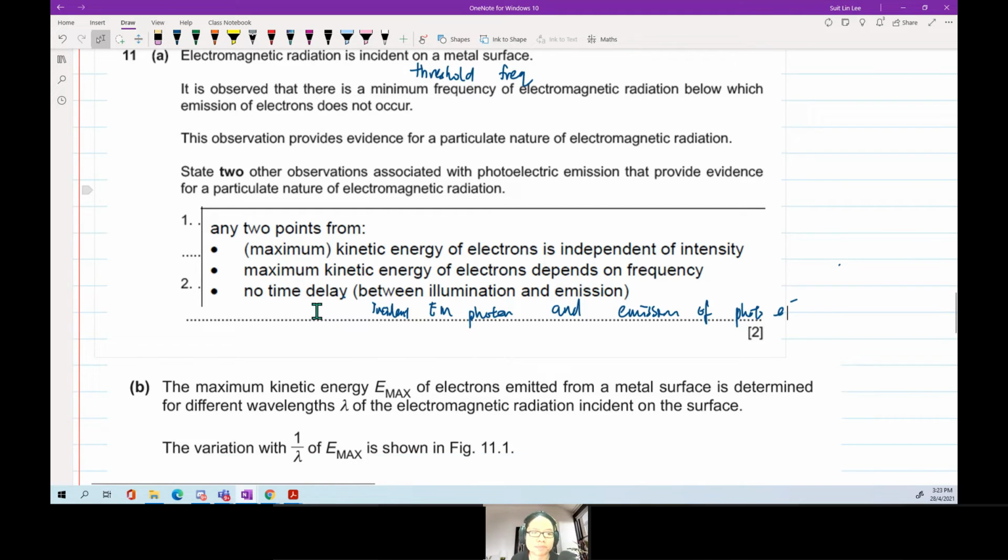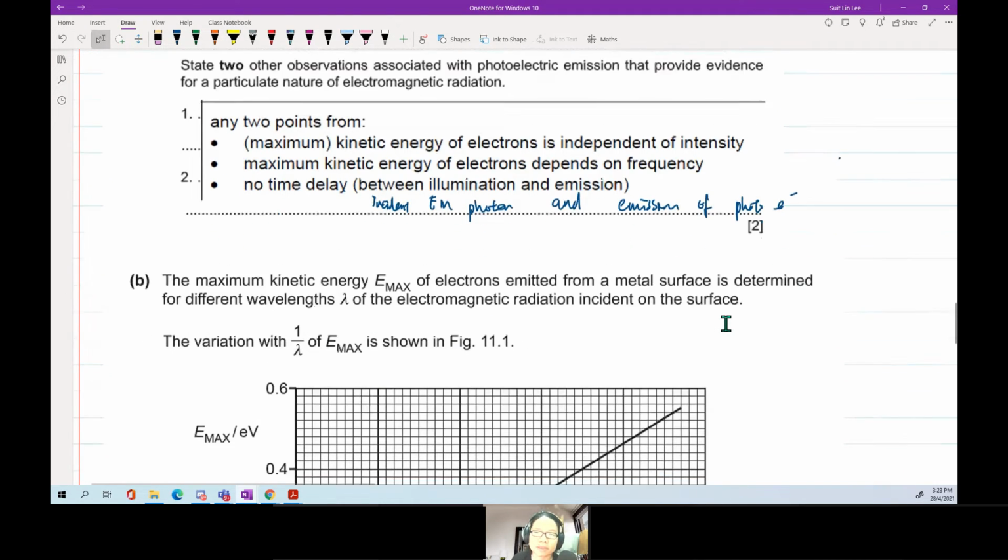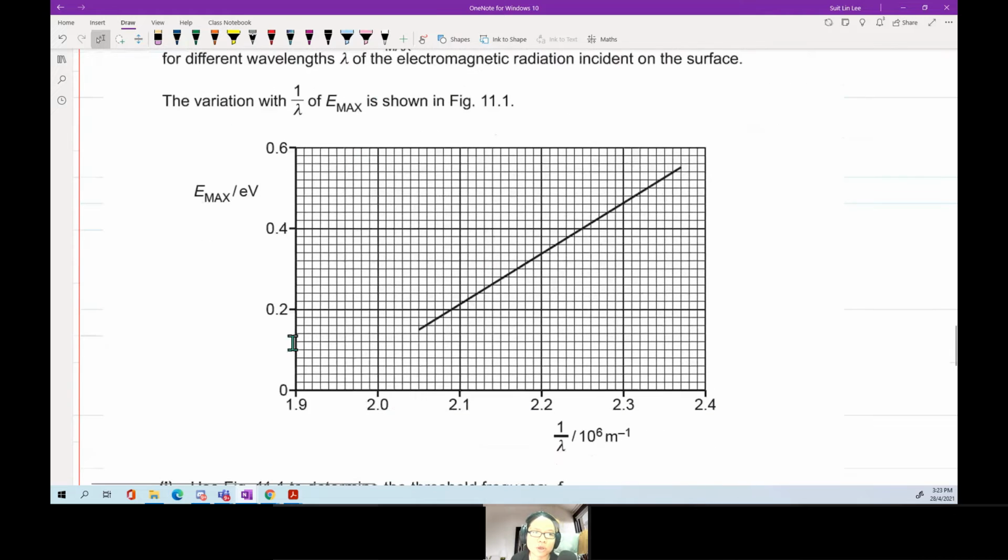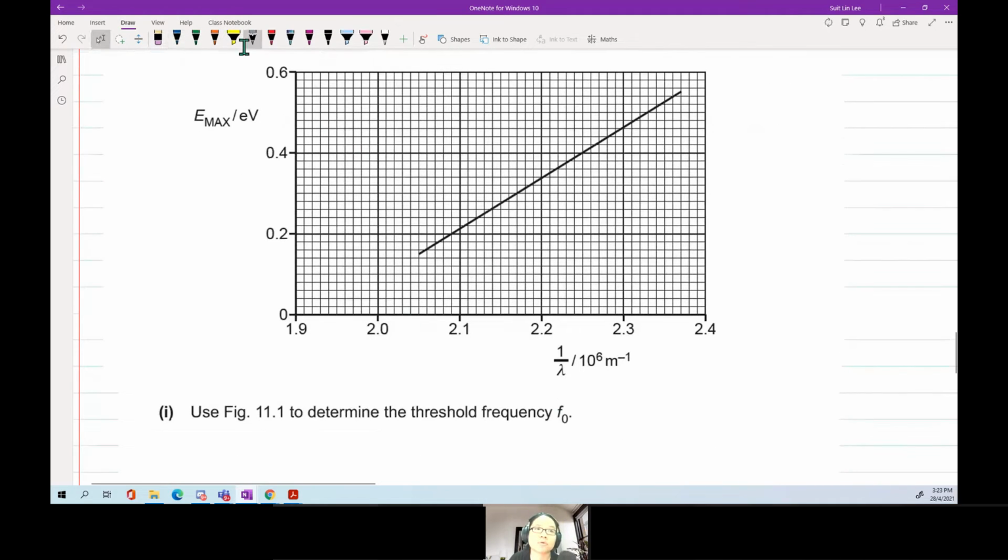All right. Anyway, the maximum Ke emitted from a metal surface against 1 over lambda graph is here. Pro tip, you see all this, you better circle and remember, okay, this is eV and then this is 10 to the power of 6. Don't make these kind of mistakes.